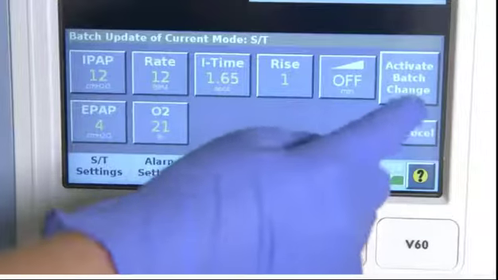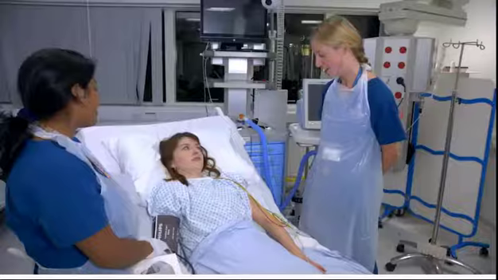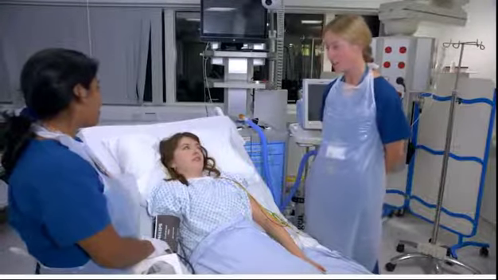Once you have set the machine on the starting settings, activate ST mode. It is now time to fit the mask to the patient. Before fitting, you should provide careful explanation of what you are about to do. Firstly, introduce yourself to the patient. Explain to them that you are going to fit a tight-fitting mask onto their face.